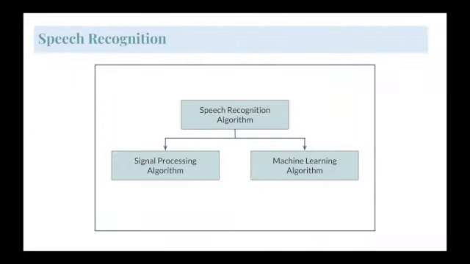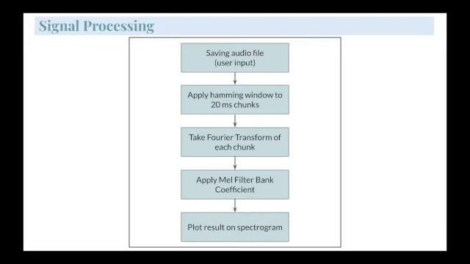The speech recognition algorithm is split up into the signal processing and machine learning components. The goal of the signal processing part of our project is to represent the user's audio recording in such a way so that the representation is similar for the same words and varies for different words. This is done through saving the audio file, applying a Hamming window to 20 millisecond chunks, and taking the Fourier transform of these chunks to represent the data by its individual frequency components.